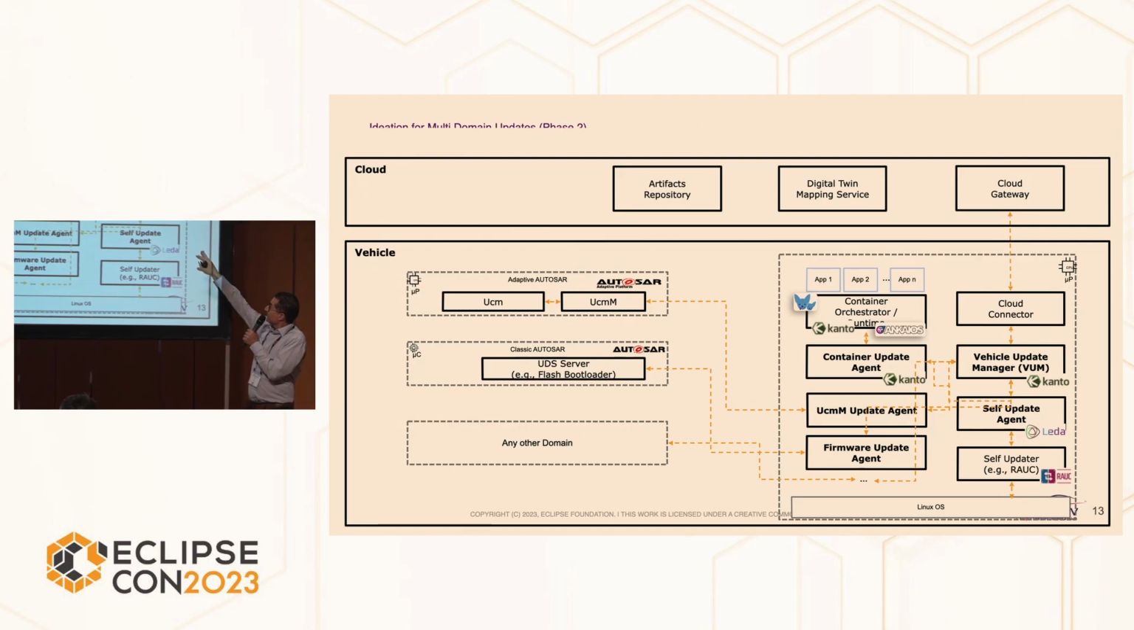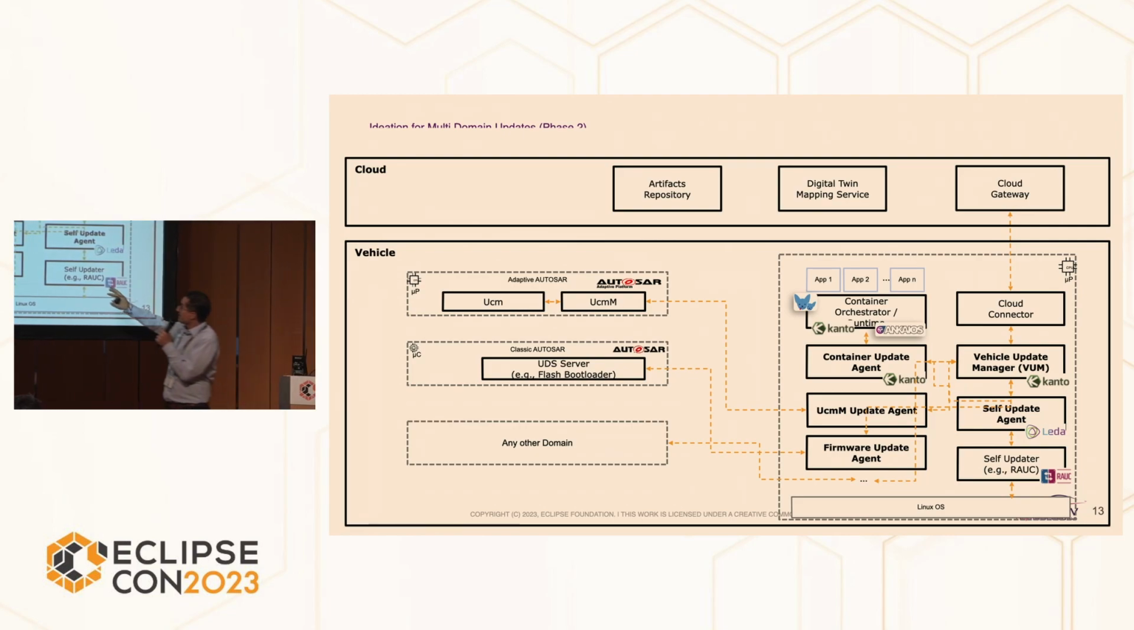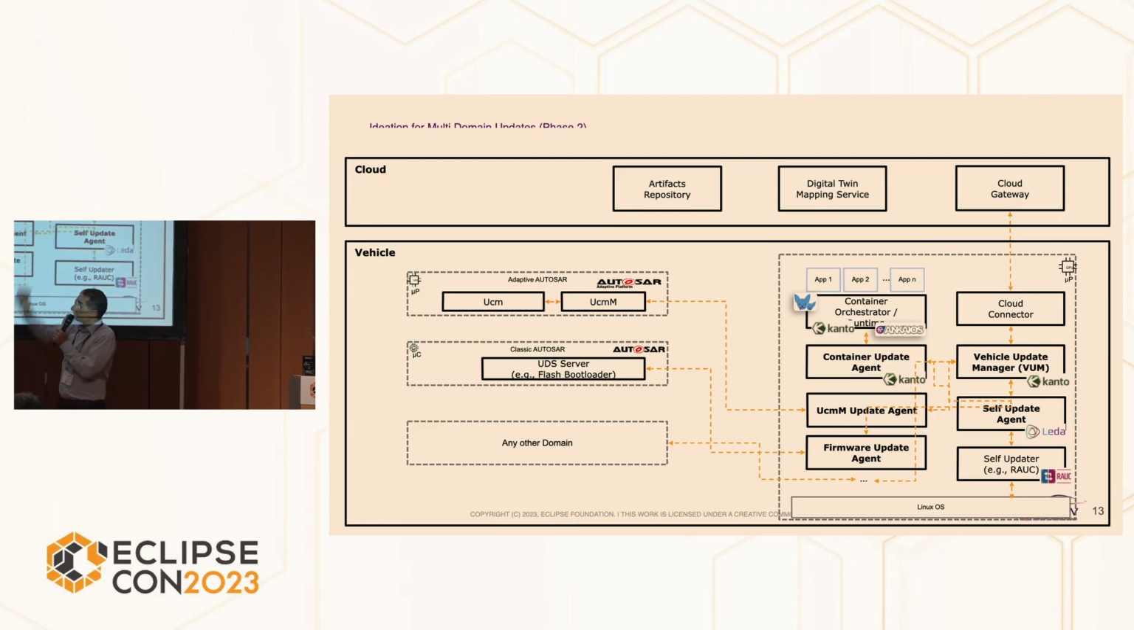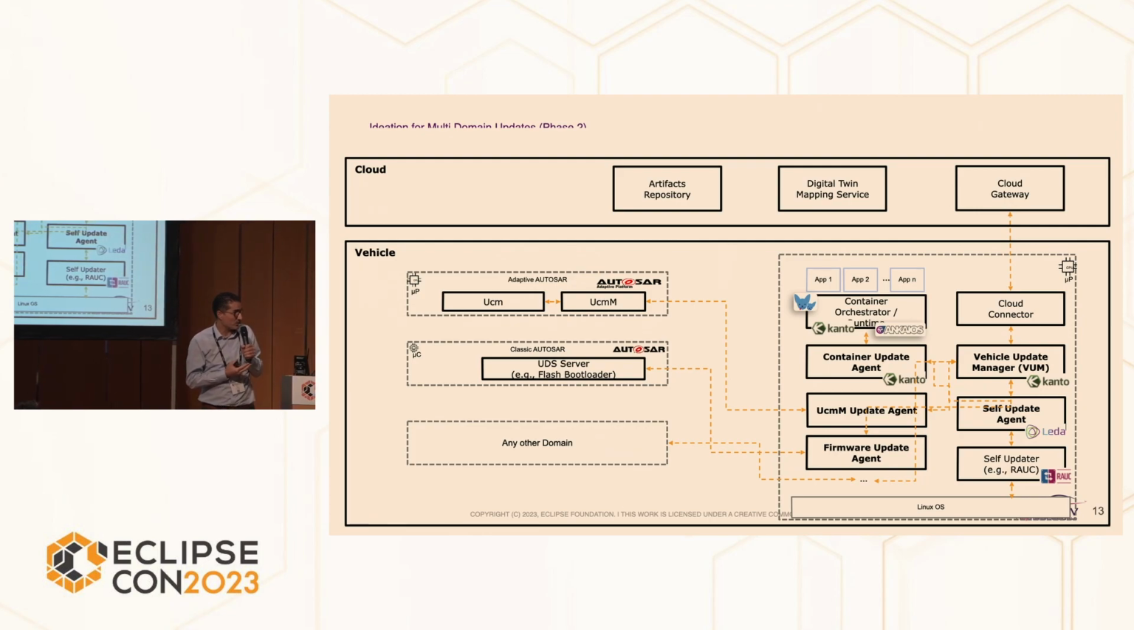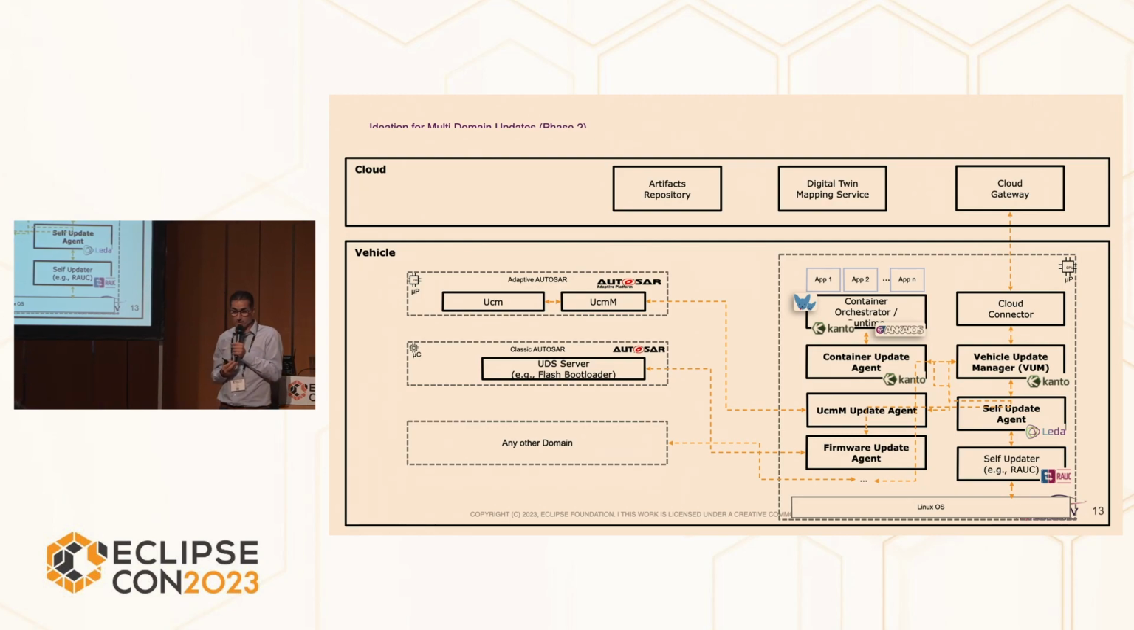This vehicle update manager and the self-update agent you see here, as well as the container update agent, are similar to the two projects Ankaios and Ibeji we have seen, but the self-update is available in the Eclipse LEDA project, and it uses RAUC for Linux-based updates. For the other two update agents, we don't have an open source implementation yet. I think we need to discuss together if and how we could provide this. This would be the second phase.